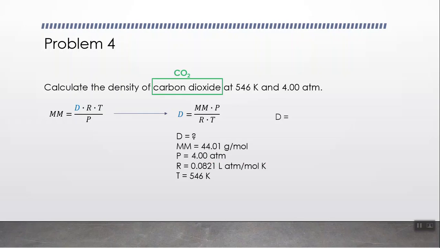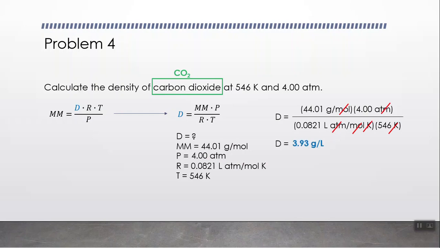So let's go ahead and plug in all those numbers. I'm going to solve for density. Remember, density's unit is grams per liter or grams per milliliter. Here we have grams per liter. And the density of this gas is 3.93 grams per liter.